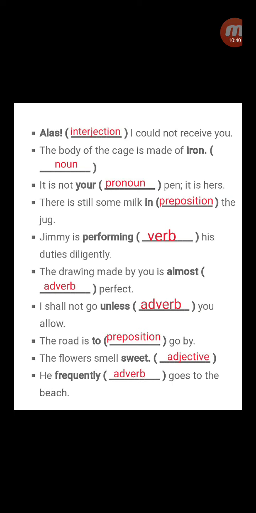The body of the cage is made of iron. Iron is a material noun. It is not your pen, it is hers. Pronoun, your. There is still some milk in the jug. In is a preposition.